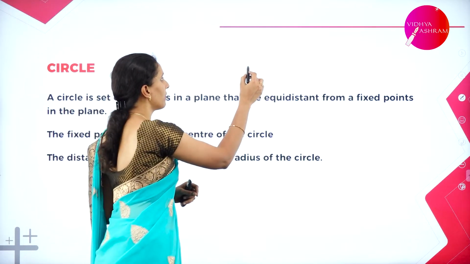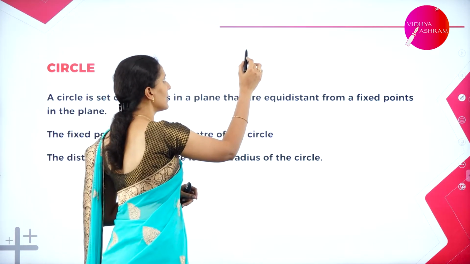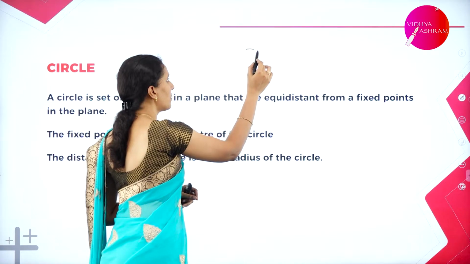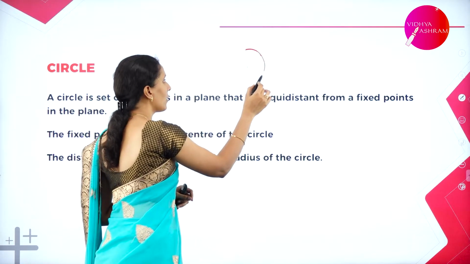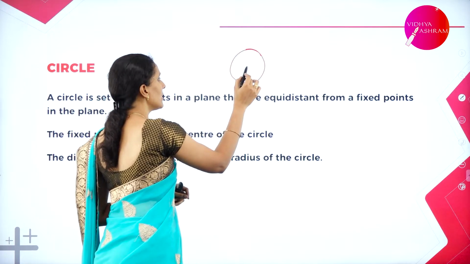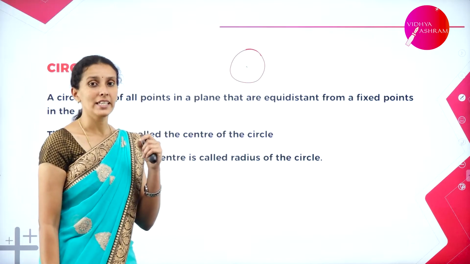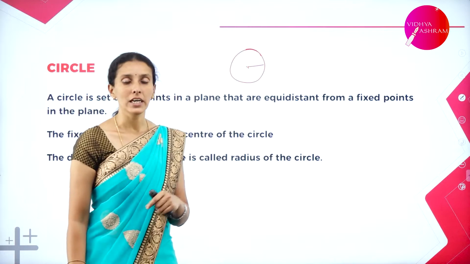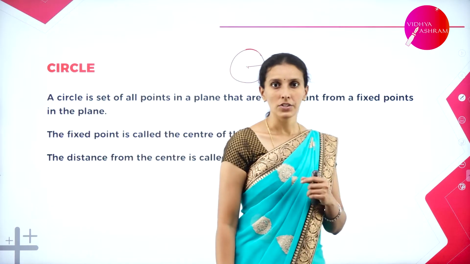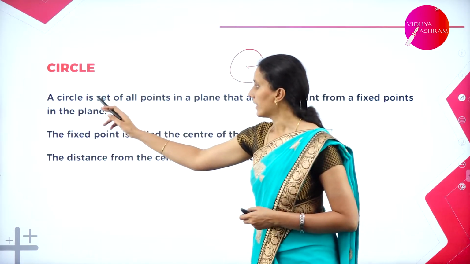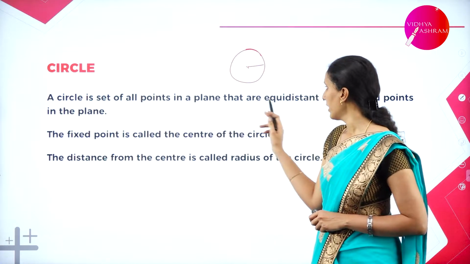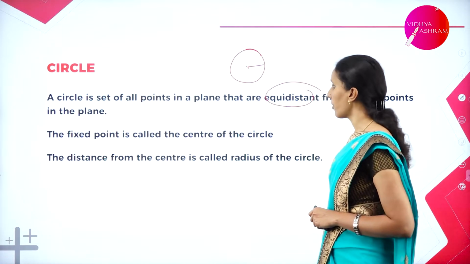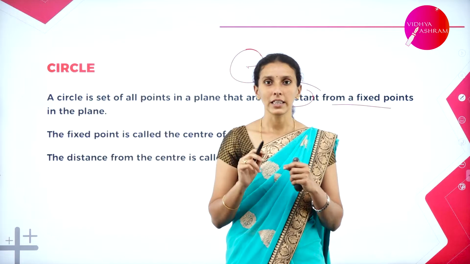So if this is a fixed distance, there is a point here. This point is moving exactly at a constant distance. This fixed point is called the center of the circle, and the fixed distance is called the radius of the circle. Therefore, a circle is the set of all points in the plane which are equidistant from a fixed point in the plane.